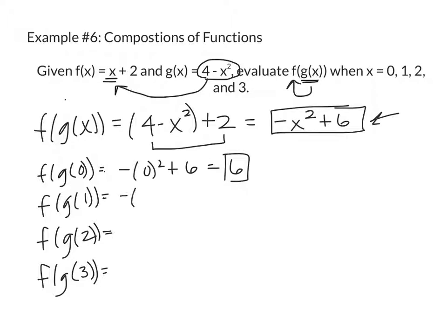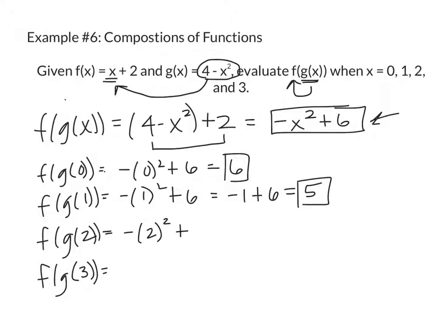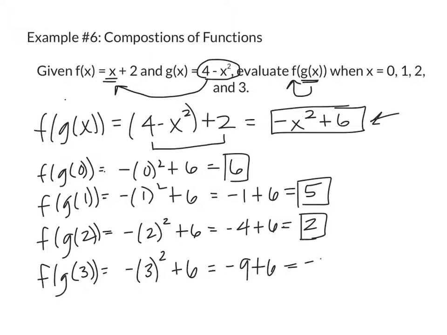On the next one, negative 1 squared plus 6. 1 squared is 1 times a negative 1 makes this negative 1 plus 6 makes this 5. On our next one, this is negative 2 squared plus 6. 2 squared is 4. With our negative, that makes this negative 4, then plus 6 makes this 2. And our last one is negative 3 squared plus 6. 3 squared is 9. With the negative, that makes it negative 9 plus 6, which makes this negative 3.